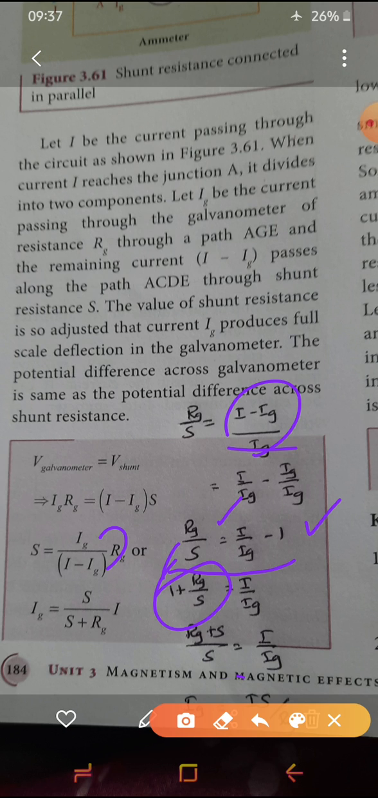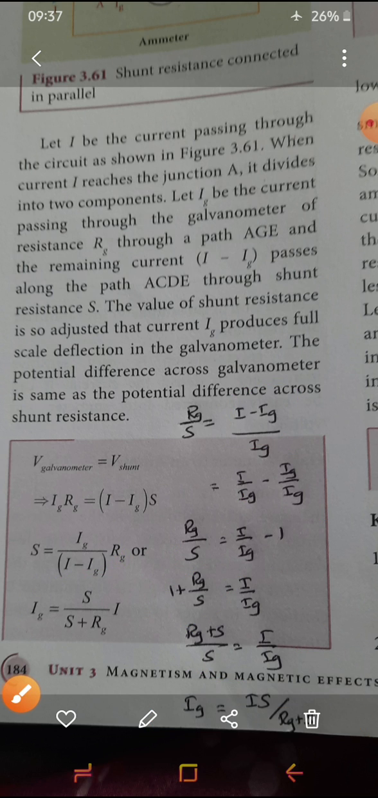Then using the cross multiplication, Ig will come to the left. Then (Rg plus S) divided by S will go to the right. Then we will get this equation. Now the current flowing through the galvanometer, we can measure with the formula Ig equals S divided by (S plus Rg) of I. So this is the final equation we got using this derivation.